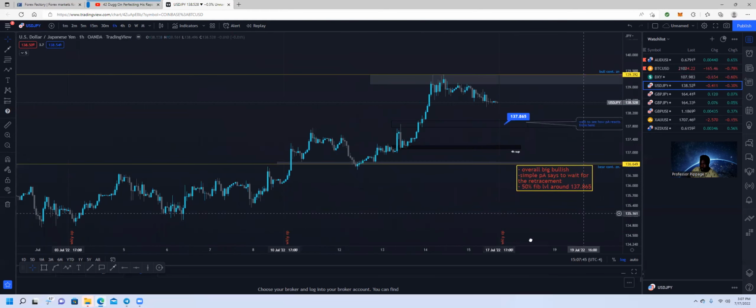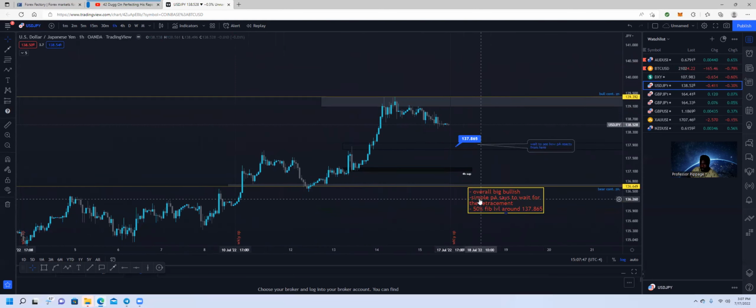UJ is bullish, bullish, big bullish overall. Simply, price action says to wait for the retracement. Big bullish price action right here. Looking for a retracement back into this zone here around 137.865, the 50% fib level. So waiting to see how price action reacts from here.